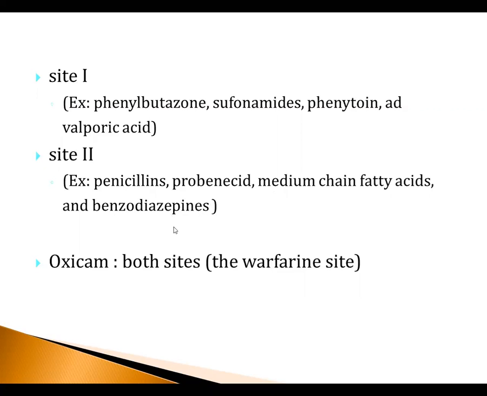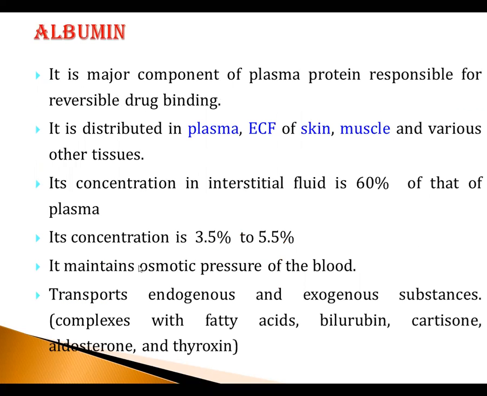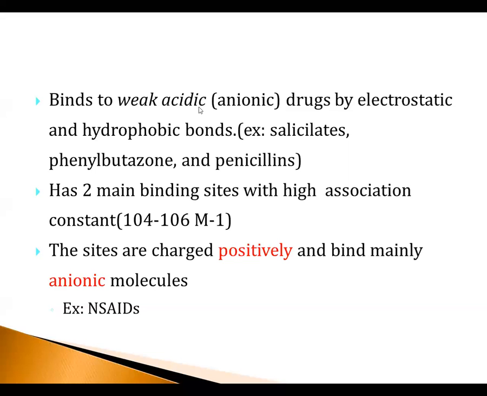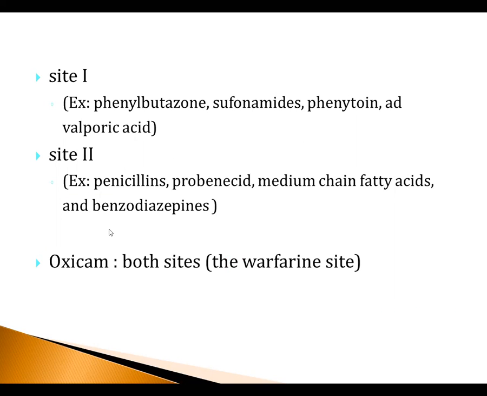So these are some examples of drugs. There are binding sites called site 1 and site 2. And there's also a site called oxyphenbutazone. The warfarin site is another one, that is, warfarin can bind even to this site. So I want you to just remember that albumin is present in the plasma and other parts of the body in higher concentration, and it has more affinity towards weak acidic drug molecules. HSA2 is the main binding site, and there are even other sites called site 1 and site 2.